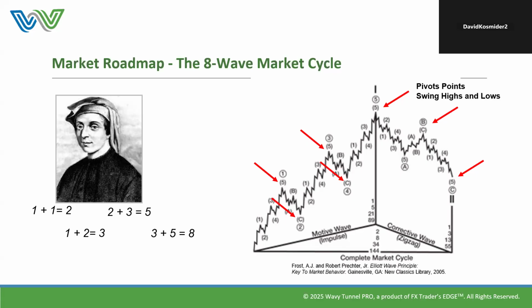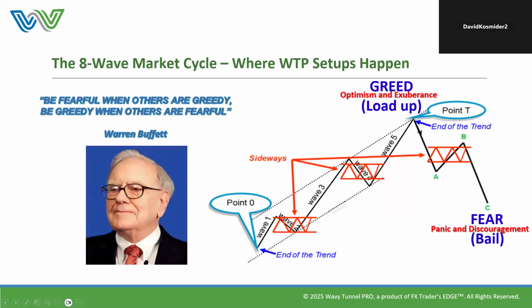And you can see all of these numbers here are numbers from the sequence. So this is all related. Fibonacci, Elliott wave, these are two sciences that we use in analyzing the market cycles. I just wanted to give you some perspective here. And this is where the Wavy Tunnel Pro setups happen, based on the 8-wave market cycle.